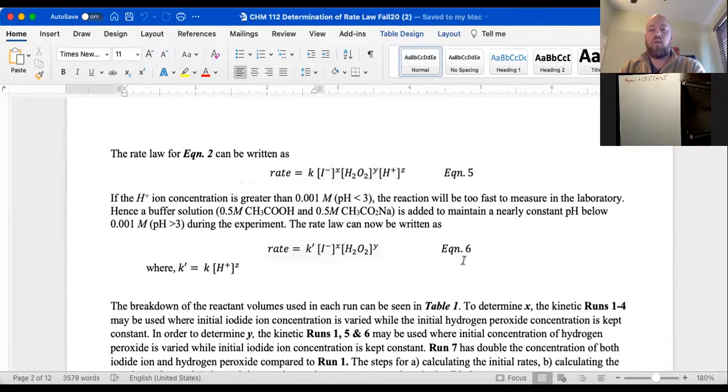So really, this equation here in number six, the acid component doesn't really do anything to this, so its reaction is too quick to be really counted as part of the experiment. Our rate law that we're trying to look at is right here. We have our rate constant, the iodine with respect to its order, the peroxide with respect to its order. So the question then becomes, how do we solve for this value?